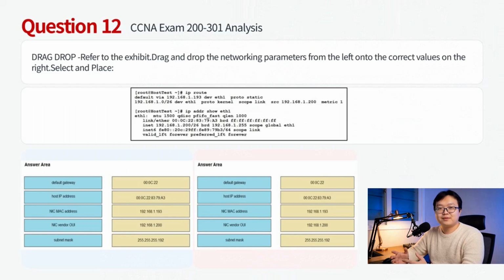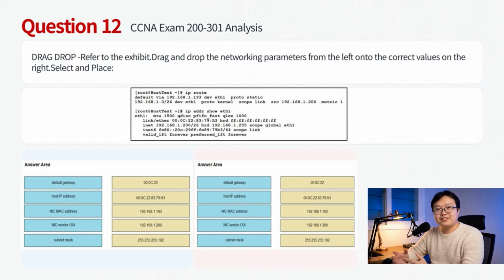192.168.1.200. The full NIC MAC address is listed in the link/ether field, 00:0C:22:83:79:A3. The NIC vendor OUI is the first three octets of the MAC address, 00:0C:22.